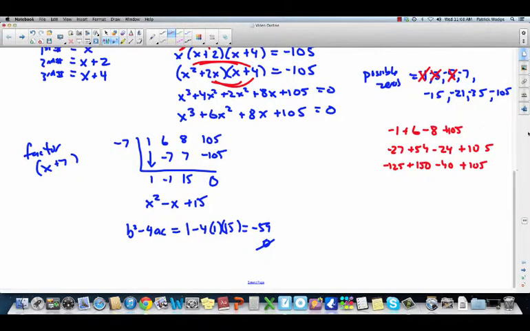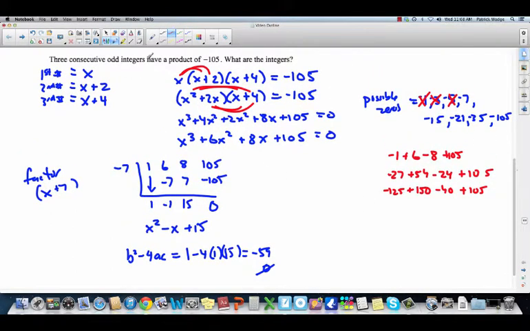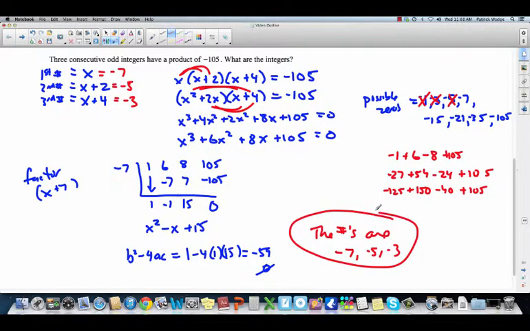So if x is negative 7, that means our numbers are negative 7, plus 2 is negative 5, plus 2 is negative 3. The numbers are negative 7, negative 5, negative 3. Oh boy, that was a lot of work too.